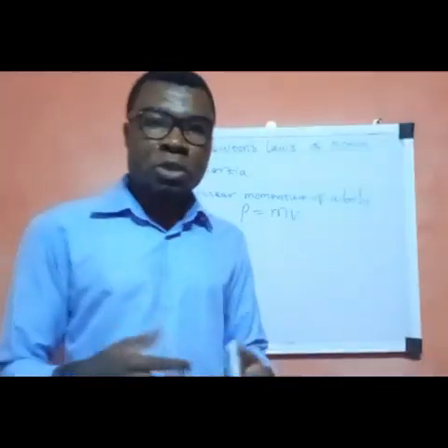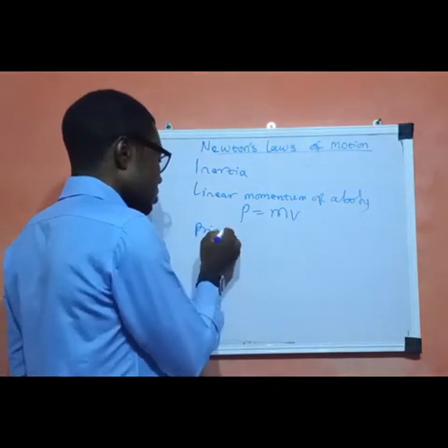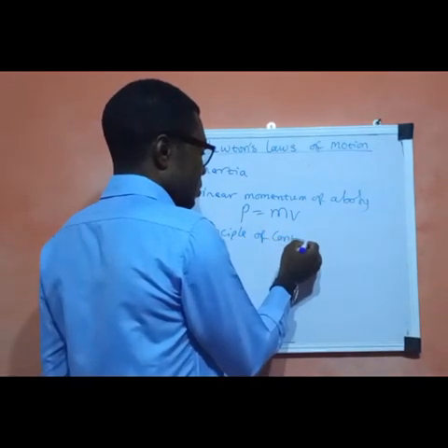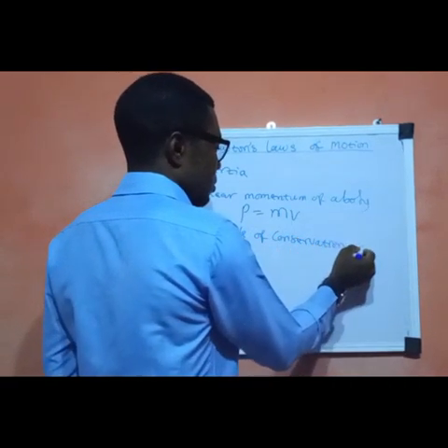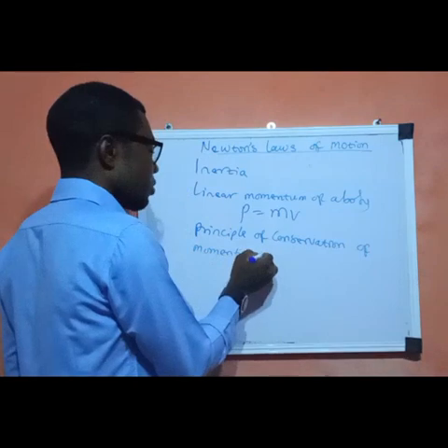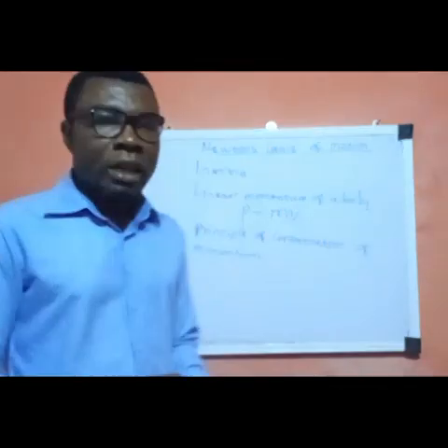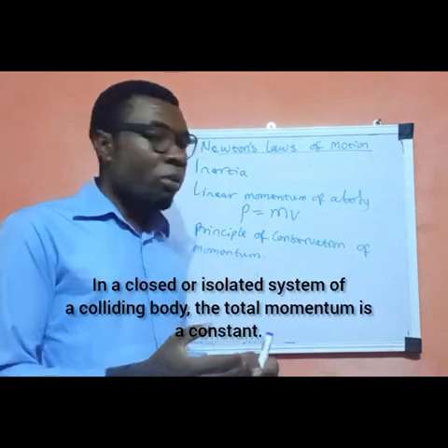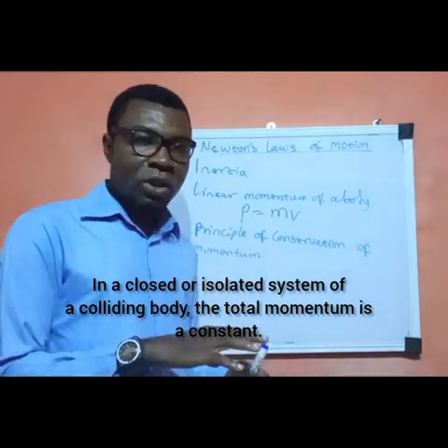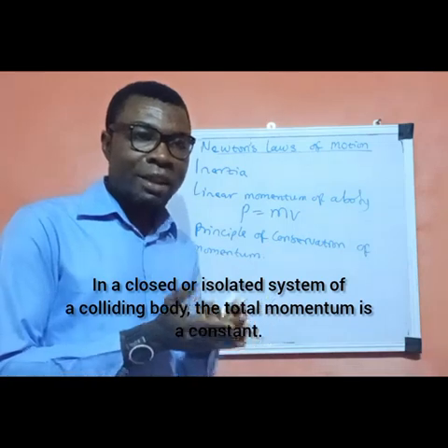Another term we have is the principle of conservation of momentum. The principle of conservation of momentum states that in a closed or isolated system of bodies, the momentum of the bodies before collision is equal to the momentum after collision. Or in a closed isolated system of colliding bodies, the net momentum is a constant.